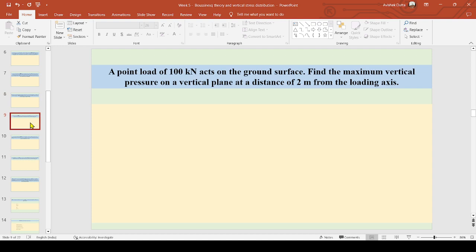A point load of 100 kilonewton acts on the ground surface. Find the maximum vertical pressure on a vertical plane at a distance of 2 meters from the loading axis. Point load of the magnitude of 100 kilonewton.